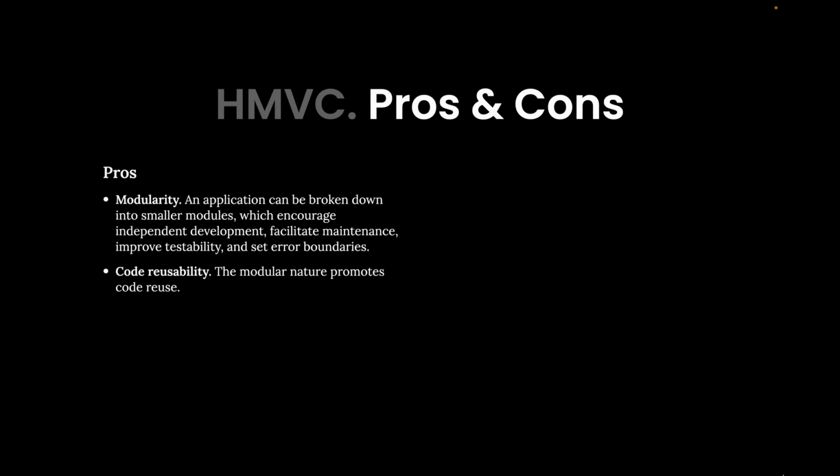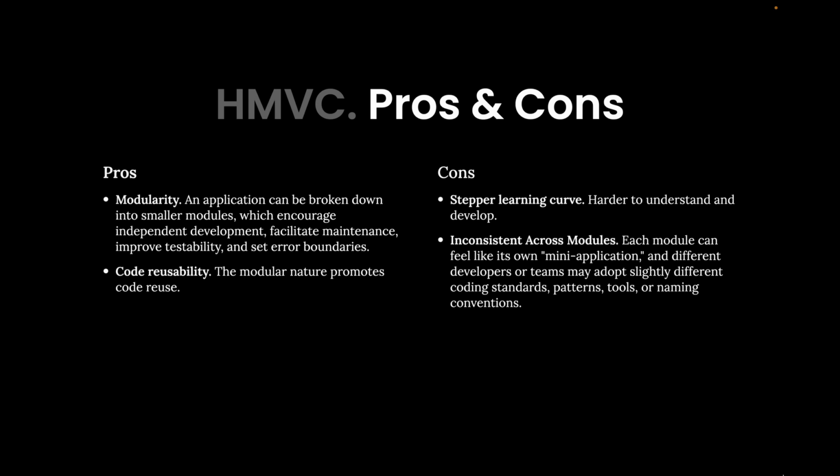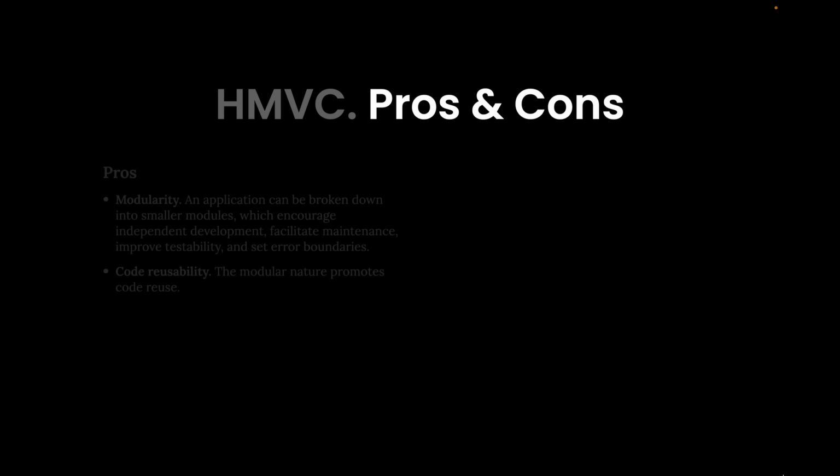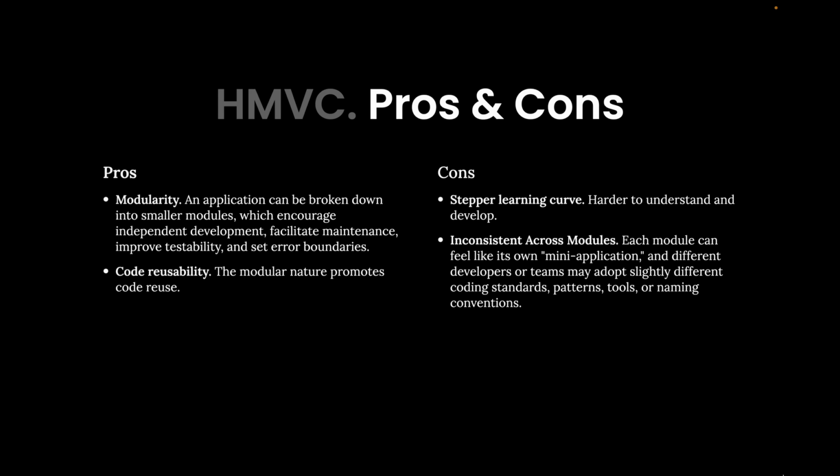Good things about HMVC are modularity. An application can be broken down into smaller modules, which encourage independent development, facilitate maintenance, improve testability, and set error boundaries. The modular nature promotes code reuse. Bad things are steeper learning curve, it's harder to understand and develop, and possible inconsistency across modules. Each module can feel like its own mini application, and different developers or teams may adopt slightly different coding standards, patterns, tools, or naming conventions.